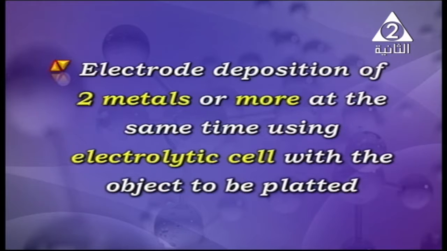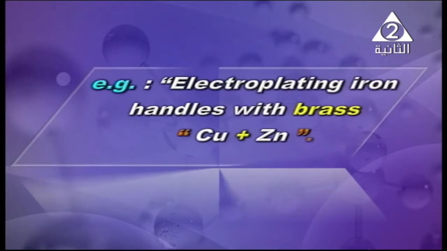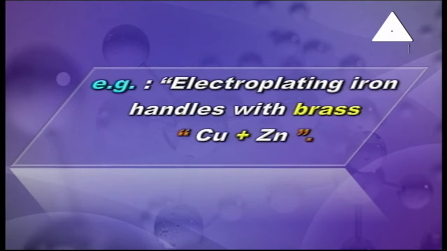Electrode deposition is the deposition of 2 or more metals at the same time using an electrolytic cell, with the object to be plated as the cathode, and the electrolyte is a salt solution of the metals, as by placing zinc and copper in a salt solution together. For example, my dear students, is the electroplating of iron handles with brass, which is an alloy made of copper and zinc.